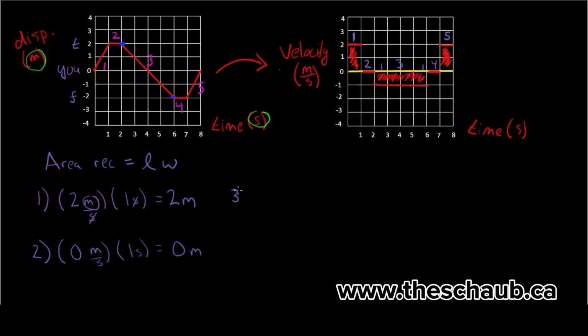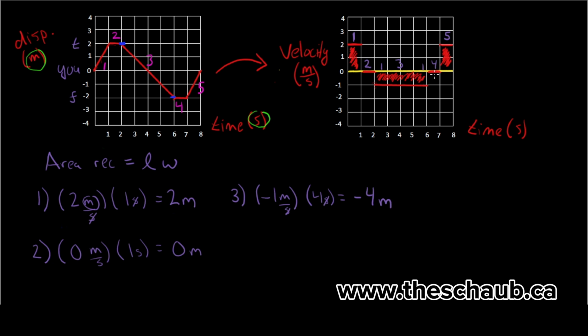In our third segment, our third rectangle, we have a length of -1 meters per second, and we have a width of 4 seconds. -1 times 4 is -4. Our seconds cancel, -4 meters.